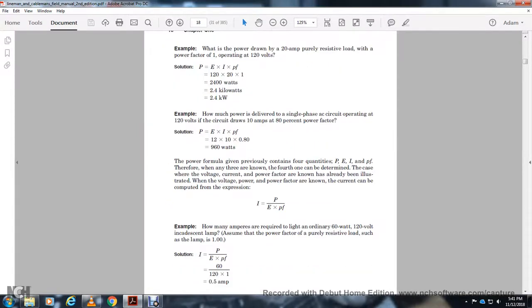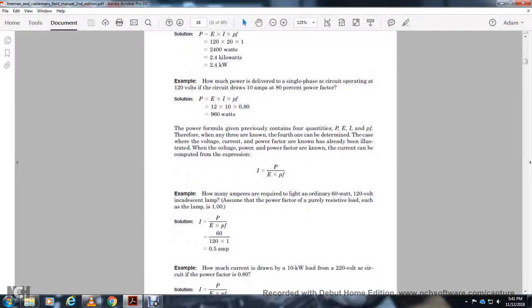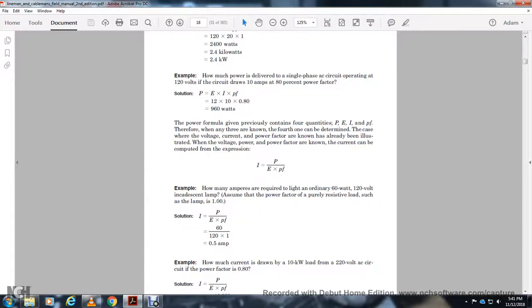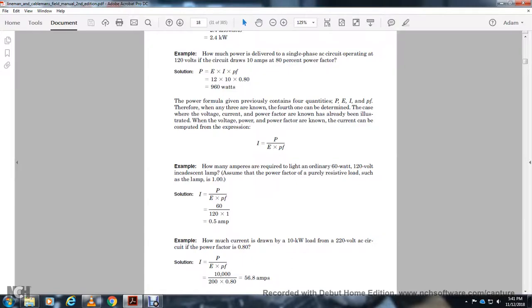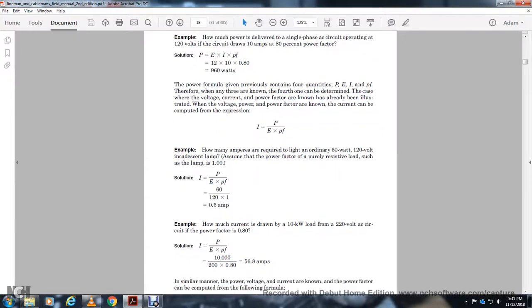So amps is equal to the power over the volts times the power factor. So you have 60 over 120 times 1, which gives you a half amp. How much current is drawn by a 10 kilowatt load from a 220 volt AC circuit with a power factor of 80%, or 8 tenths? So you'd have 10,000 watts over 220 volts times the 0.8 power factor, which gives you 66.8 amps.